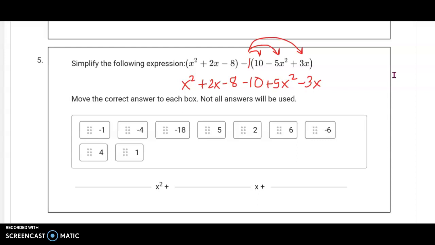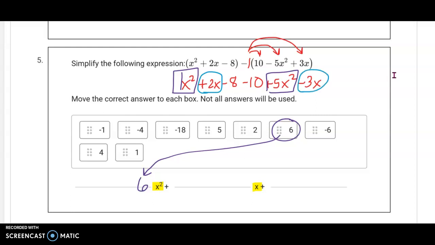Now we combine our like terms. So as you can see, this is a drag and drop question digitally. So the x squared should go first. We're going to do the x squared first. So we've got 1x squared. I'll even put a 1 in front of it. 1x squared plus 5x squared is 6x squared. So you would have taken this and dragged it in front of the x squared. Okay? Now let's do the x's. We've got 2x minus 3x is -1x. So see how it goes in front of the x.